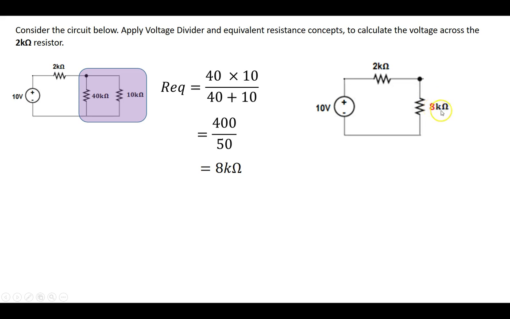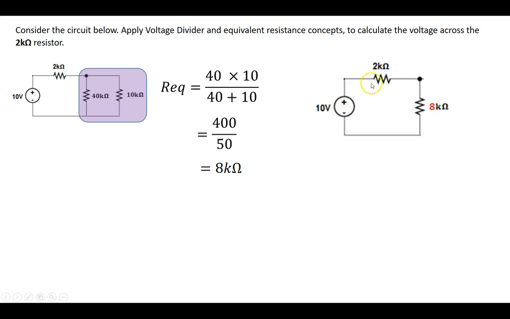With this 8 kilo ohm resistor now, I can look at this circuit, and I see that both the 2 kilo ohm and 8 kilo ohm resistors are in series with each other, because the current coming out of this voltage source is going to go through that 2 kilo ohm resistor, then through that 8 kilo ohm equivalent resistance, and then go back to the source. In other words, the 2 kilo ohm and the 8 kilo ohm resistors are in series. We can now apply the voltage divider formula to find the voltage here.